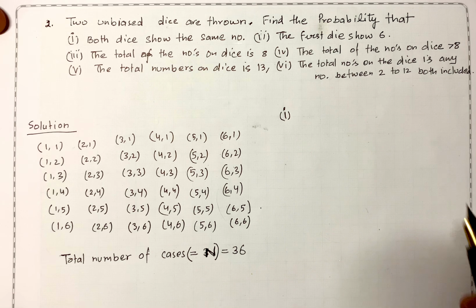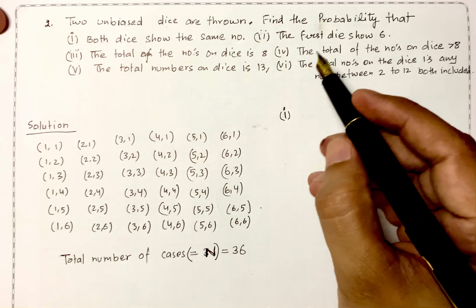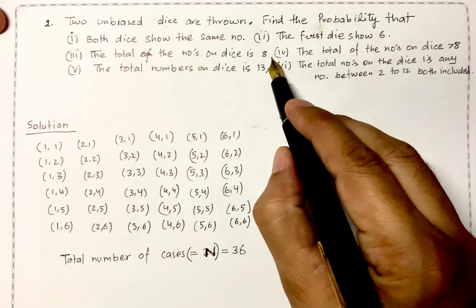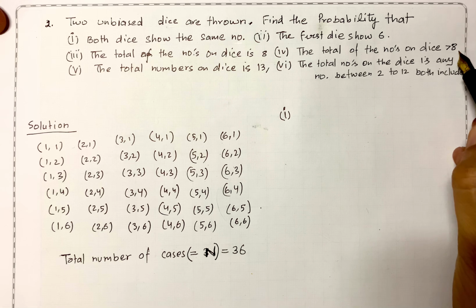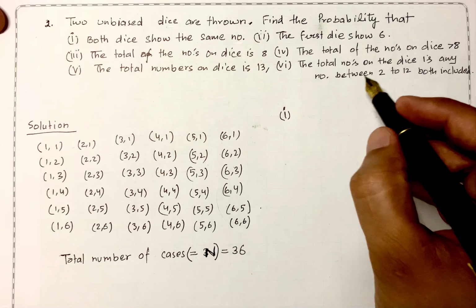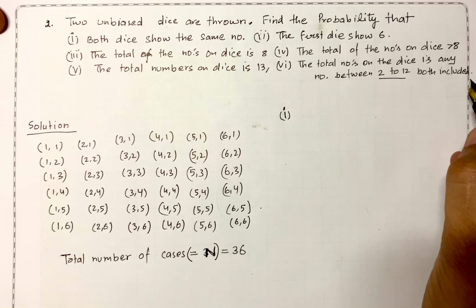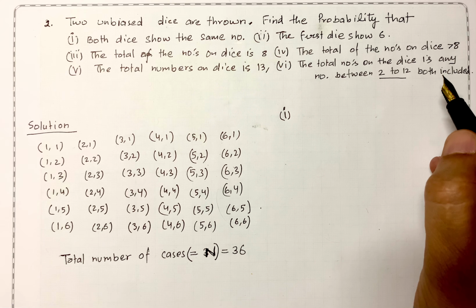The first die shows 6. That is the second part we need to solve. The third part is the total number on both the dice is 8. The next part we need to solve is the total of the numbers on the dice is greater than 8. The next part is the total numbers on the dice is 13. The next part we need to solve is that the total number on the dice is any number between 2 and 12, both included.